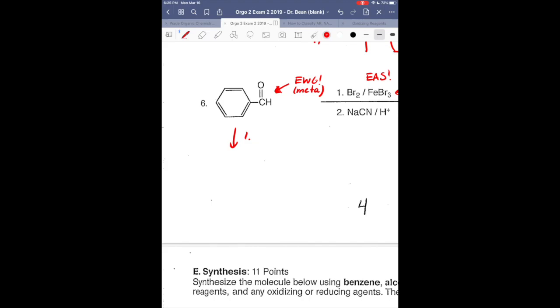I hope my screen's not going to be flipped sideways. But let's just add it, meta. Of course, there are two meta positions. You can use the M to remind you that it's middle, in the middle between ortho and para. And it's a bromine that we're adding. So that's going to go right there.